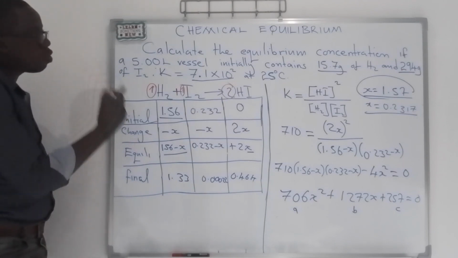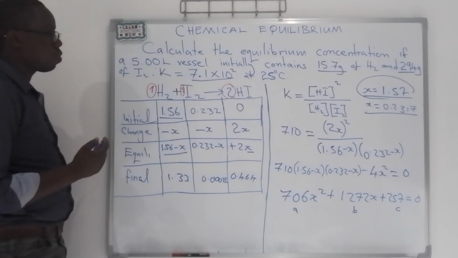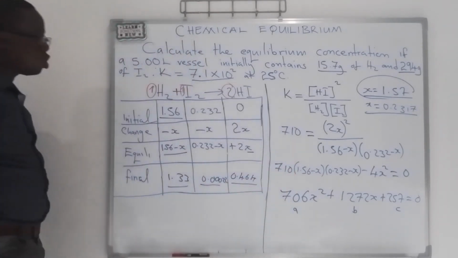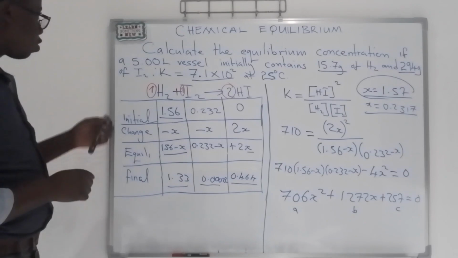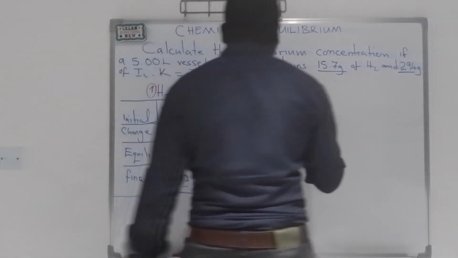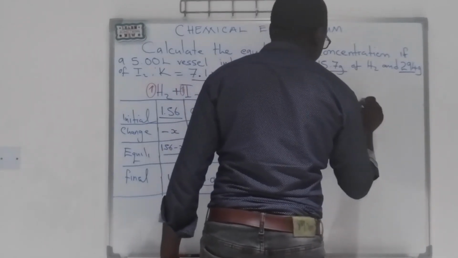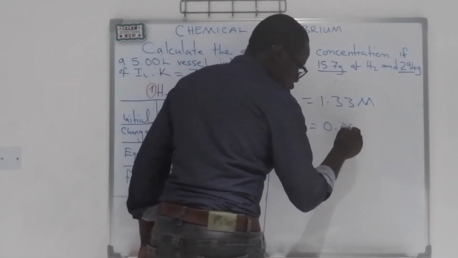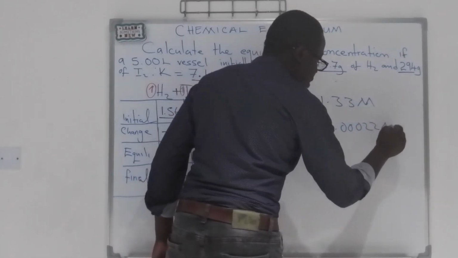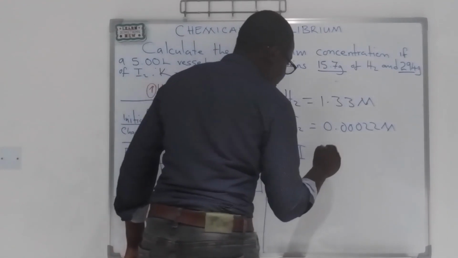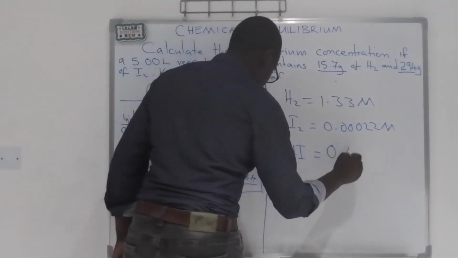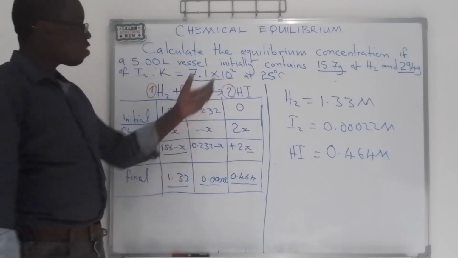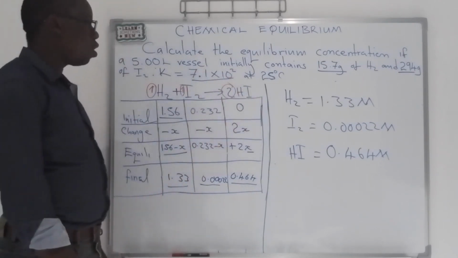So if you have been asked to calculate the equilibrium concentrations, these are the answers you have been asked to provide. Let us now summarize. For hydrogen, the concentration is 1.33 M. For iodine, the concentration is 0.00022 M. And for HI, the concentration is 0.464 M. So these are the concentrations of the reactants and the product at equilibrium.